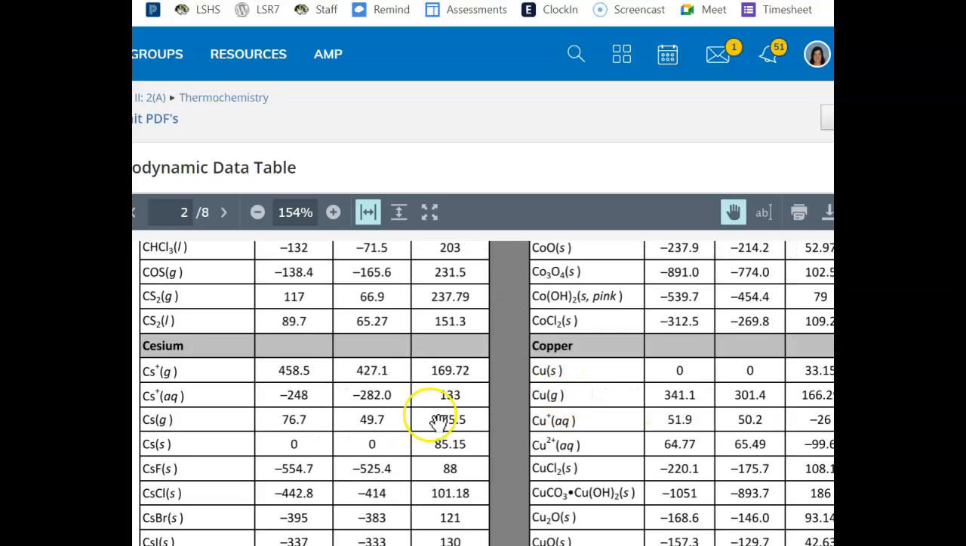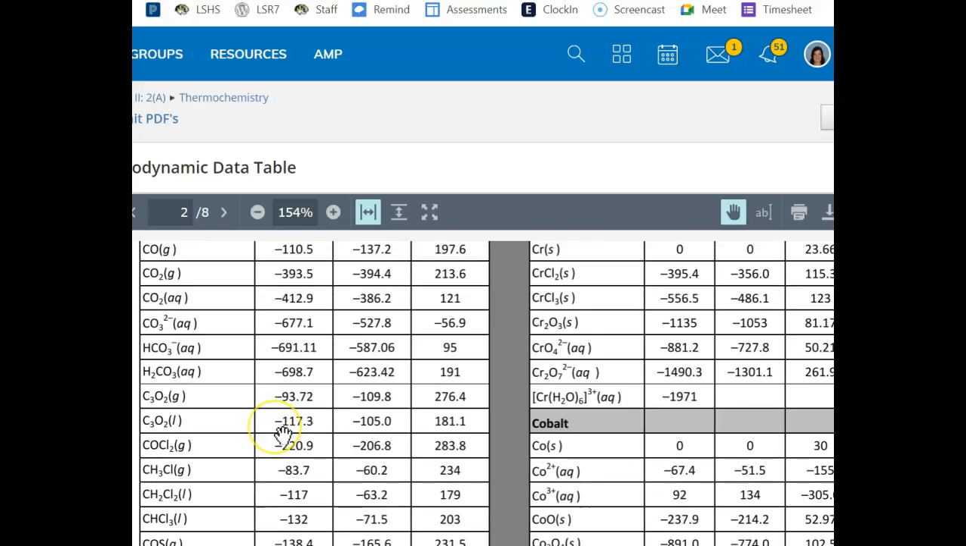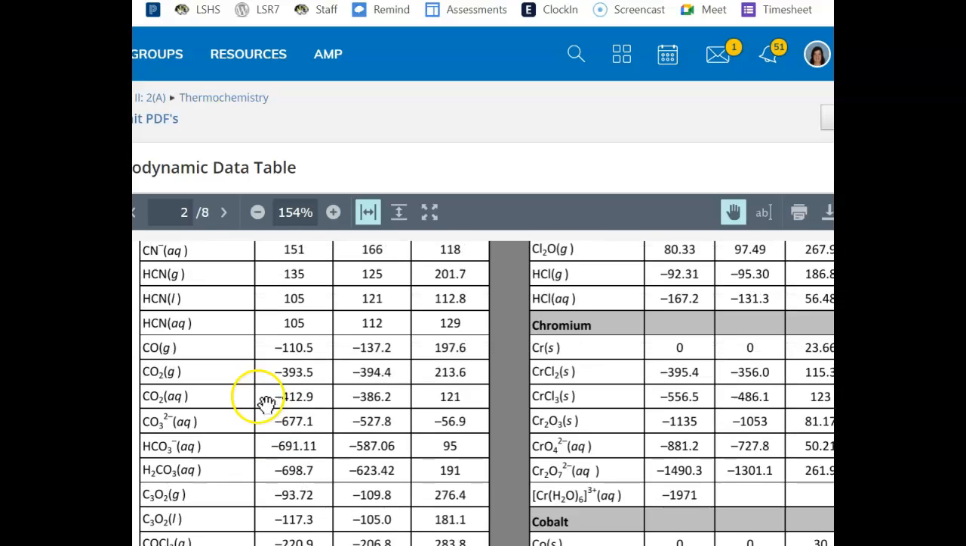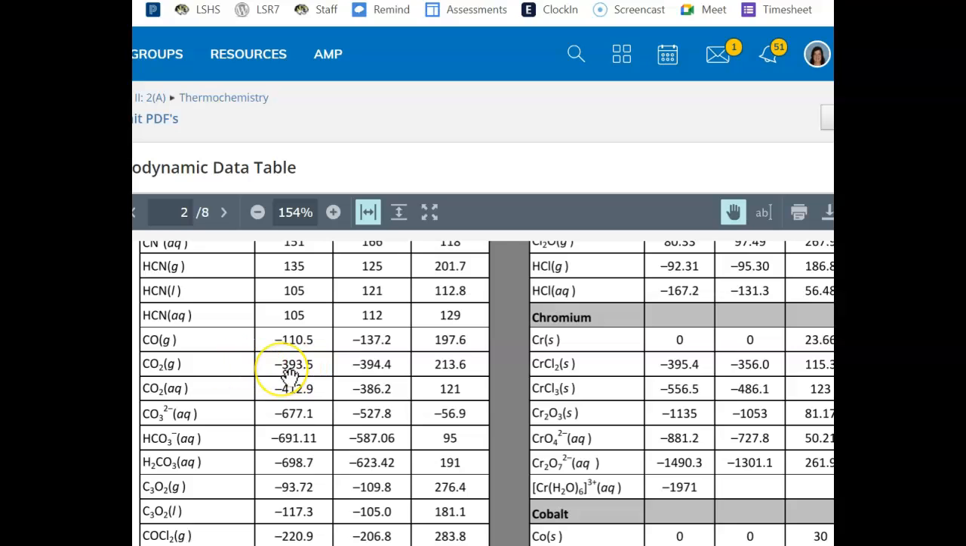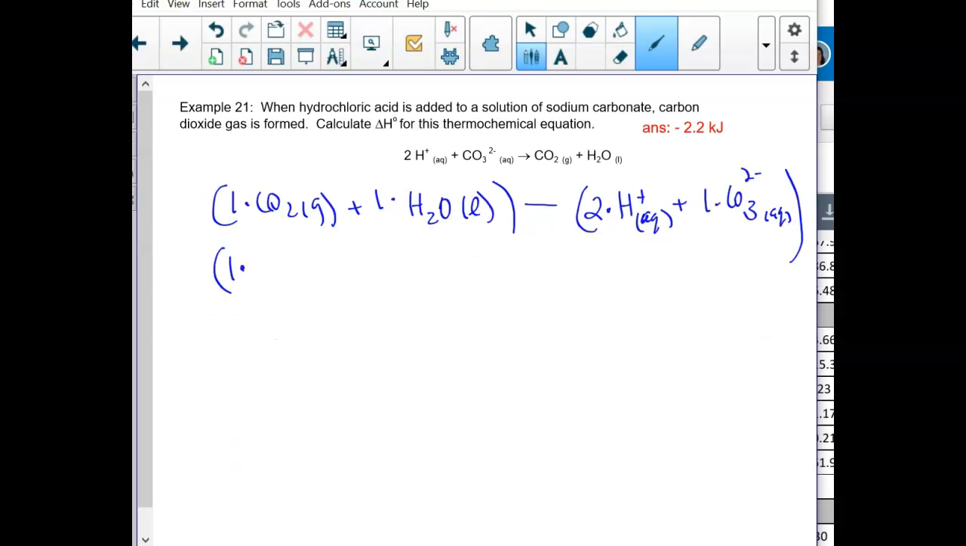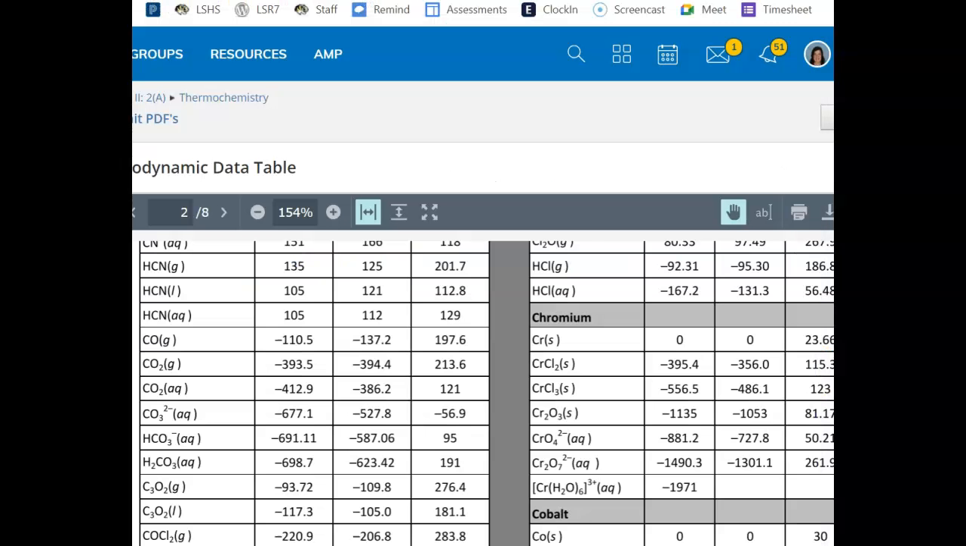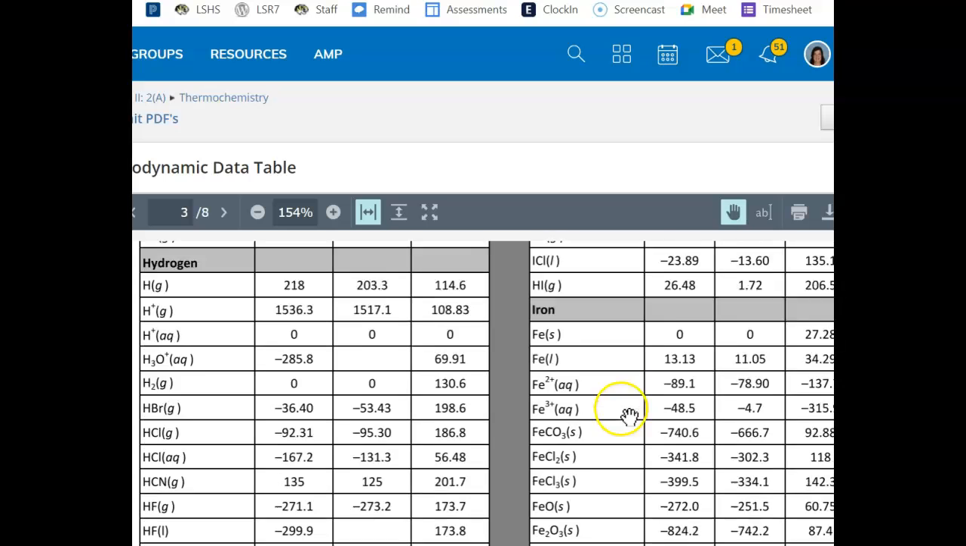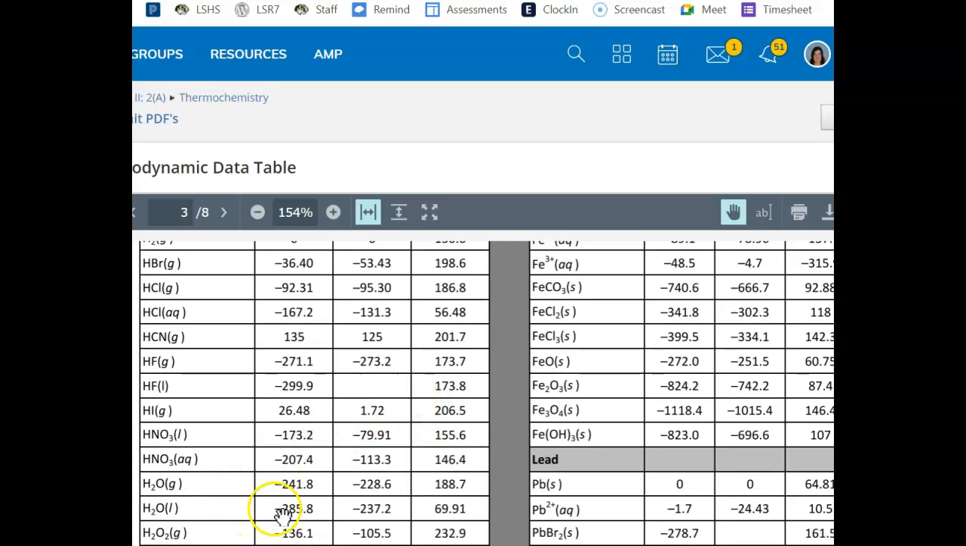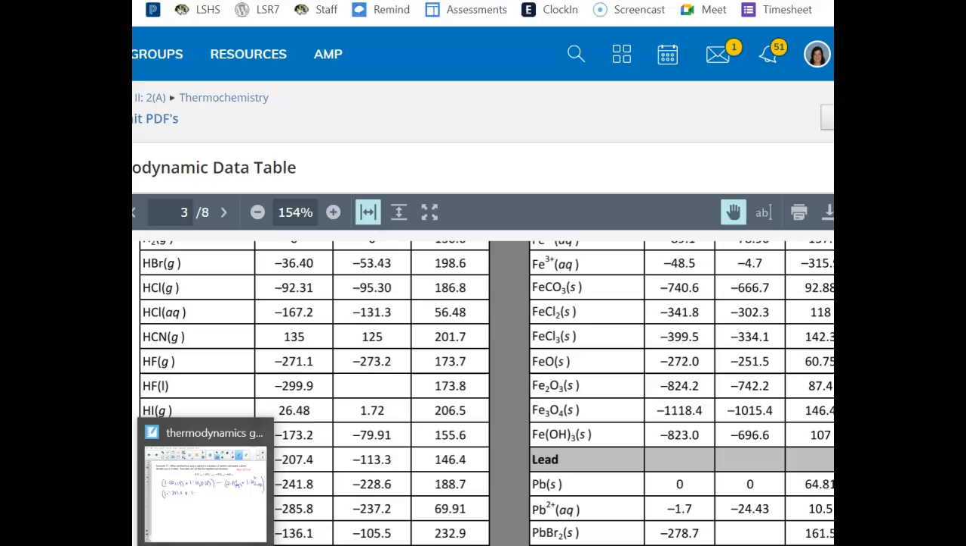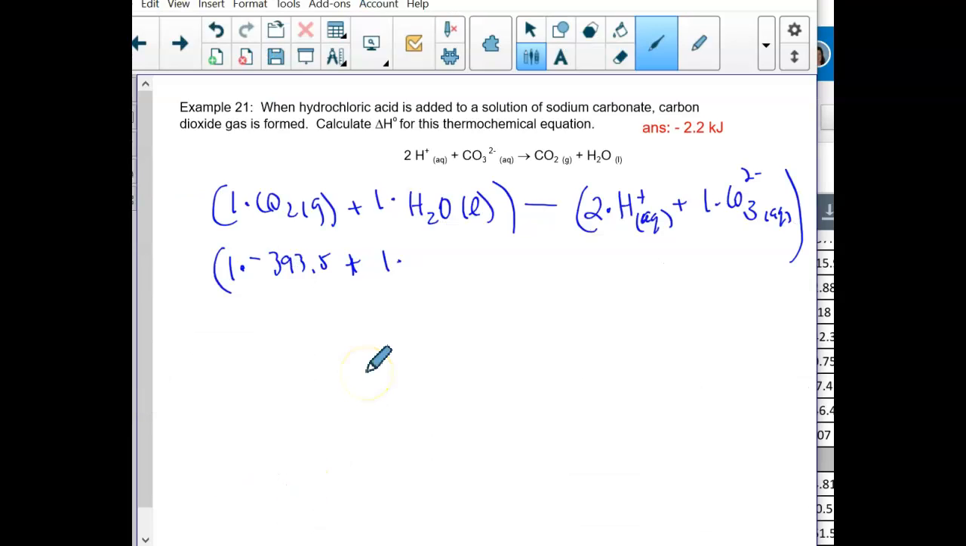We're going to look in the carbon section. CO2 gas here, negative 393.5. So 1 times negative 393.5 plus 1 times, I'm going to look for hydrogen. H2O liquid was negative 285.8. We use those a lot, those two, if you noticed. So negative 285.8.